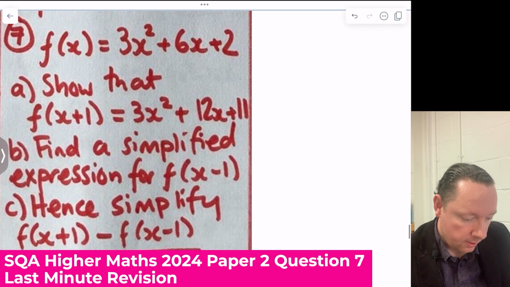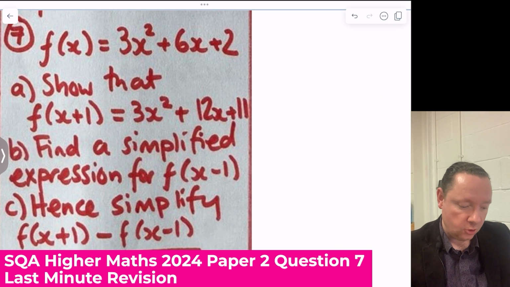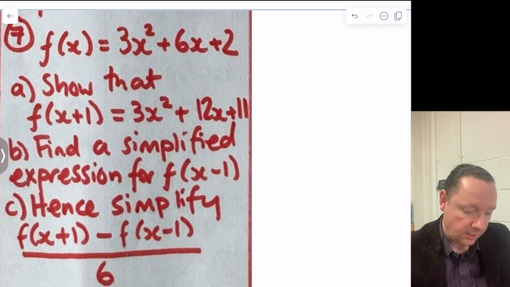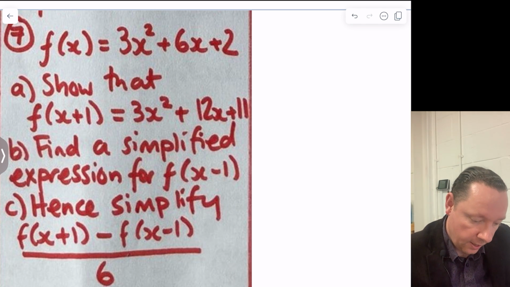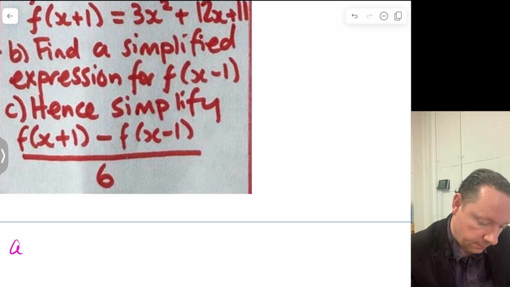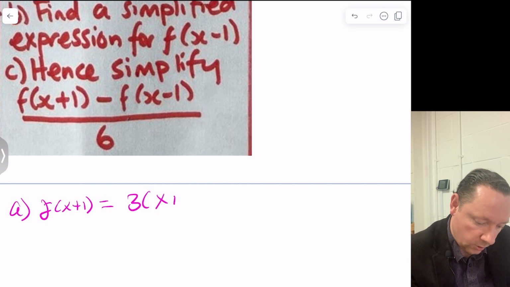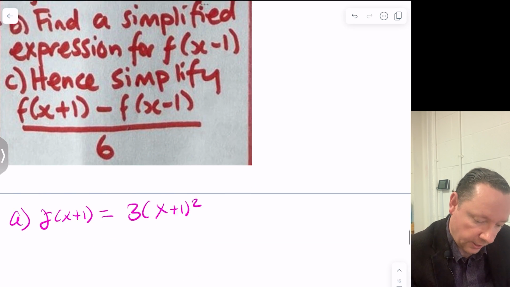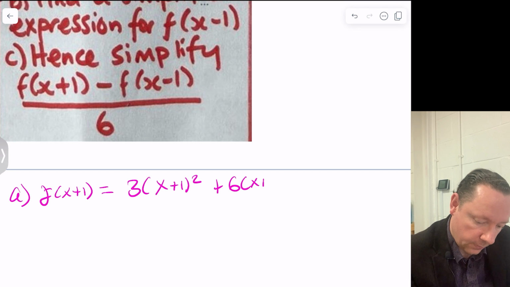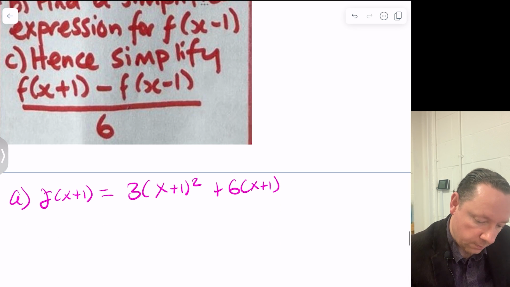Question 7. f of x equals 3x squared plus 6x plus 2. Show that f of x plus 1 equals 3x squared plus 12x plus 11. Then find an expression for f of x minus 1. And finally, simplify f of x plus 1 minus f of x minus 1, over 6. So we just sub in for f of x plus 1. We've got 3 times (x plus 1) squared, plus 6 times (x plus 1), and that is plus 2.